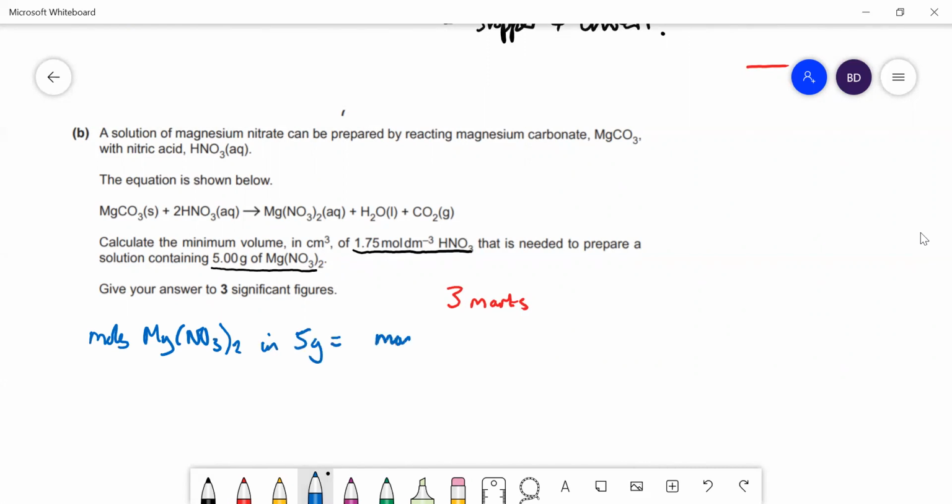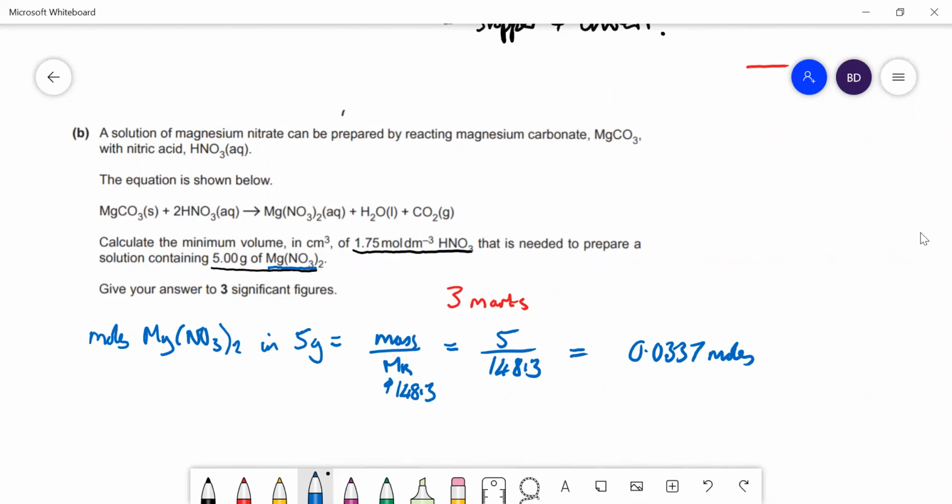is equal to the mass over the MR. So that's 5 grams, obviously, and the MR of magnesium nitrate, not the hydrated form. So the MR of magnesium nitrate is 148.3. And that gives us 0.0337 moles of magnesium nitrate.